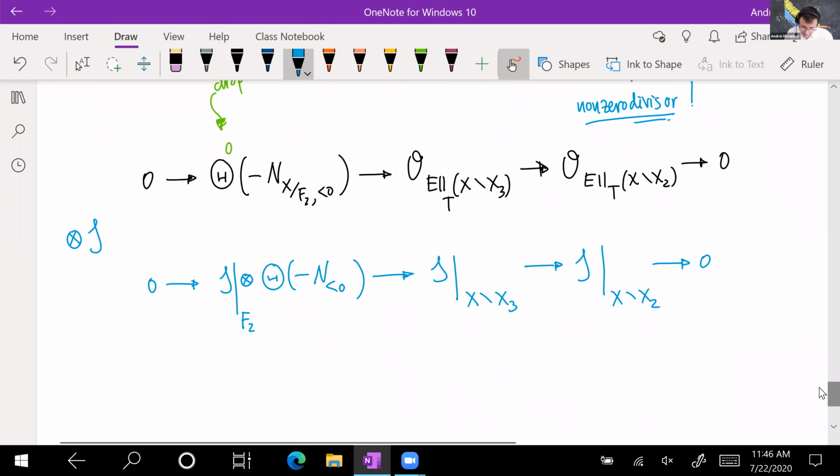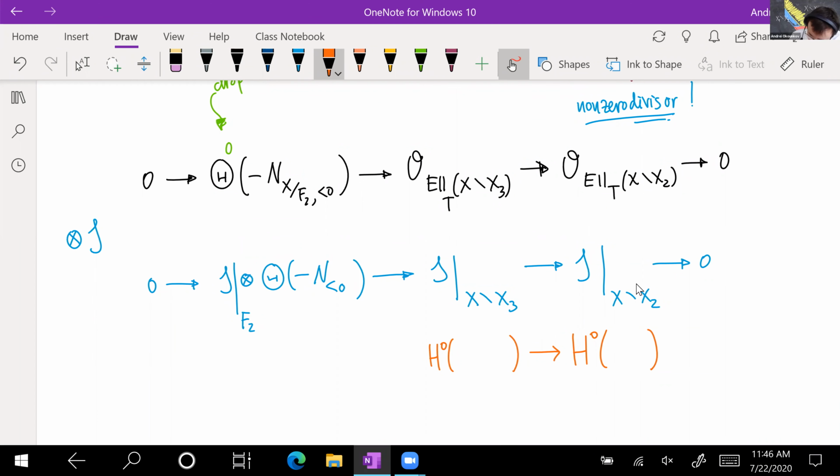So we have the exact sequence. We want the map from H naught of this to H naught of that. That's the map we want to know, right? Because we have a class on a smaller piece, we would like to extend it to a larger piece. Does that make sense? And to control that, we need, first of all, this question, that's the interpolation problem. Okay.